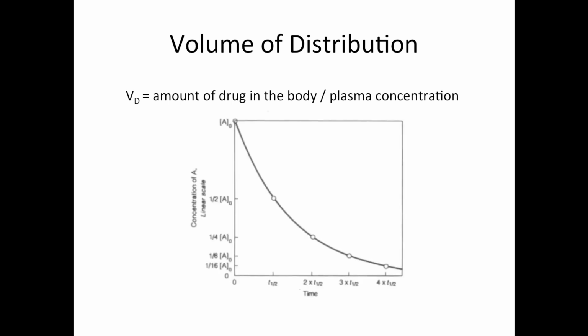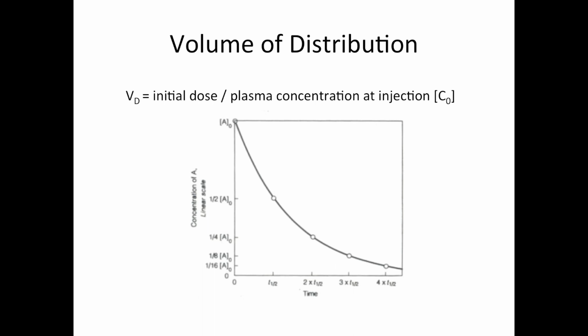One way this is overcome is to plot a concentration time curve and to then extrapolate back to time zero. This generates a theoretical C0, which can be used in the volume of distribution calculations to allow us to calculate this volume of distribution. And so we now see that the volume of distribution is in fact equal to the initial dose divided by the plasma concentration at time zero.